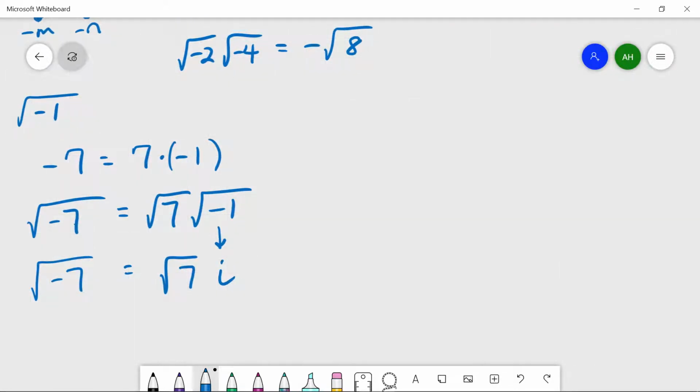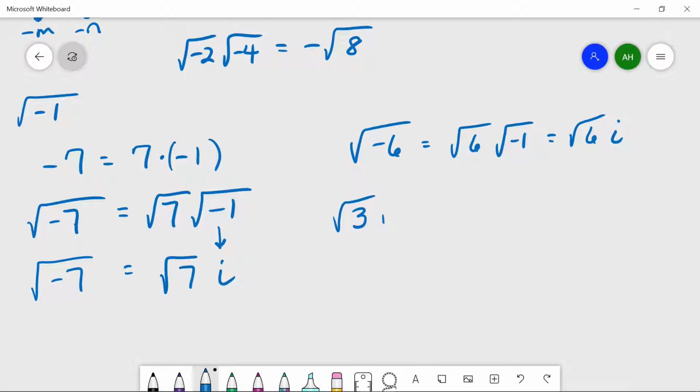All right, so here the square root of negative 6 is equal to the square root of 6 times the square root of negative 1, which is equal to the square root of 6 times i. Okay? Fairly painless. How about if I have the square root of negative 3 times the square root of negative 7? That's going to be equal to the square root of 21 i.